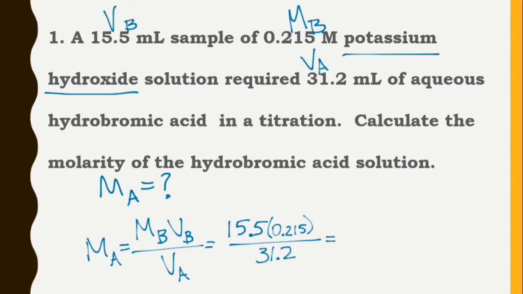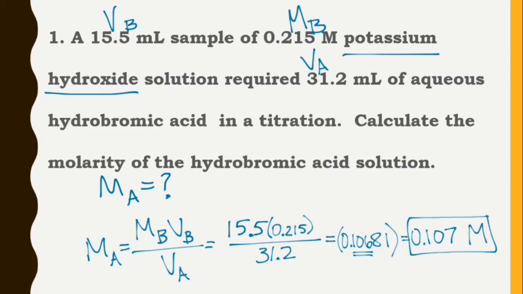Now, multiplying those numbers on top, dividing by the bottom, we get 0.10681. I'm sure it keeps going, but here we want to keep 3 sig figs. So I want to keep the 0.106 part, but the next number is an 8. So that's going to round our 6 up to a 7. So my answer here is 0.107 molar acid.